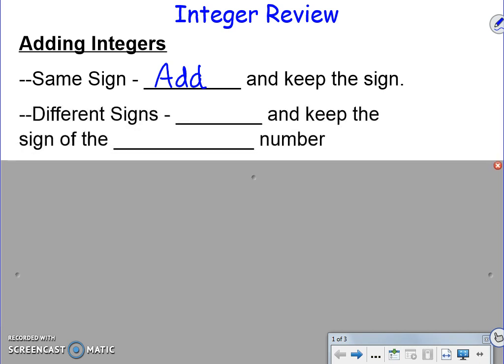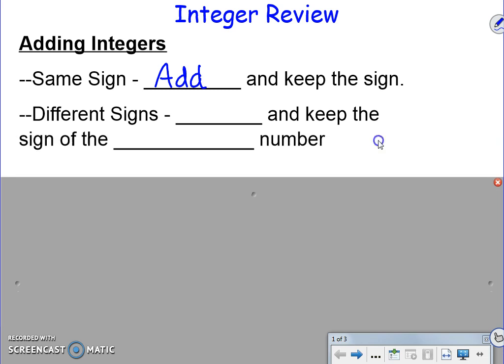Well, what about if they're different signs? Then what do we do? If it's different signs, you are going to subtract the numbers and you will keep the sign of the bigger number. So that means you're going to ignore everything but the two numbers, subtract them like you would subtract a normal subtraction problem, and then keep the sign of the bigger number for our answer. So let's look at some examples.